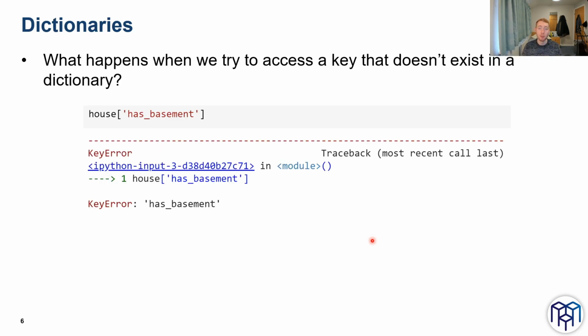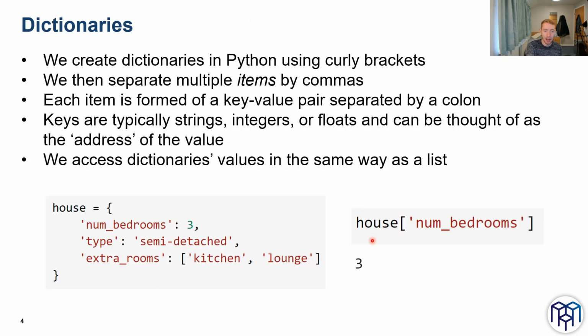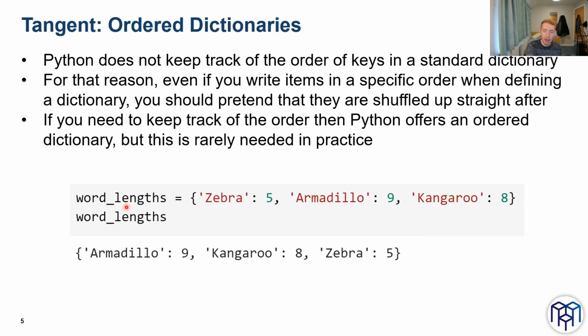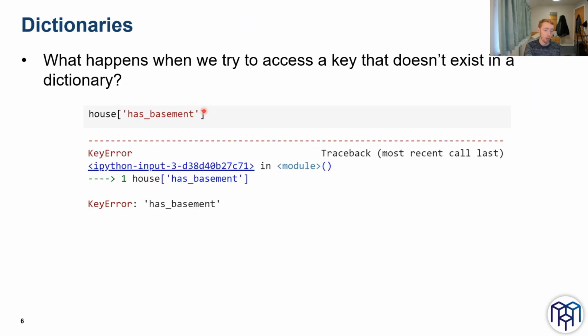Okay, so what happens if we try to access a value that doesn't exist? Sorry, a key that doesn't exist? Well, then we get an error, what's called a key error. So if we look back at our house dictionary, there are 3 keys here with corresponding values, and has basement is not one of them. And so we get a key error for that.